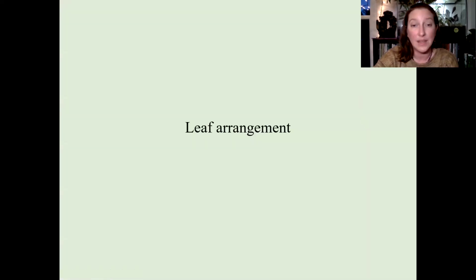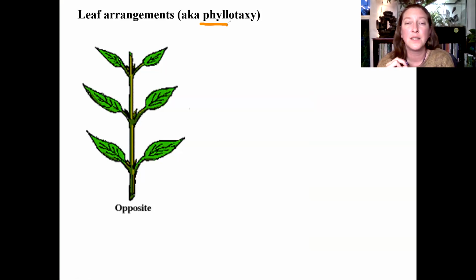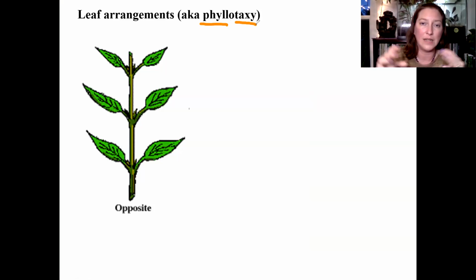Okay. Leaf arrangement. Depending on what species you're talking about, the leaves are going to be on the stem in different ways of arrangement. And there's a whole part of botany that's about that, which is called phyllotaxy. Phyllotaxy means discussing how leaves are arranged, classification of how leaves are arranged. So phyll means leaf, and taxy is a Latin root meaning classification. So it's like the classification of leaves is how you can think of that.